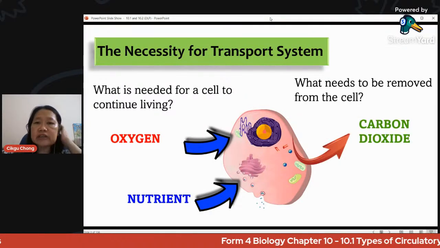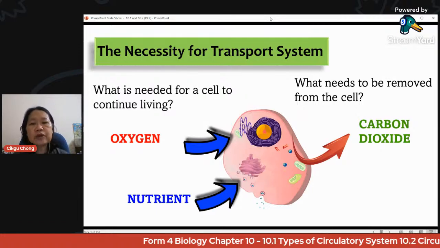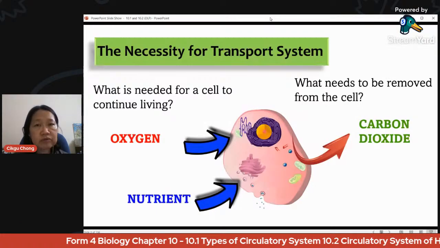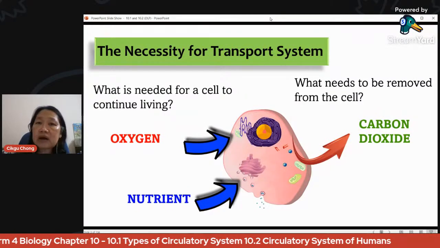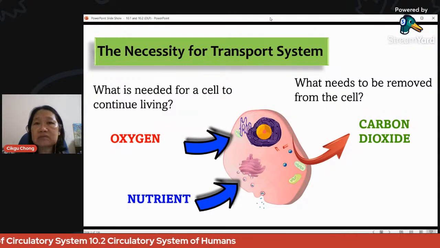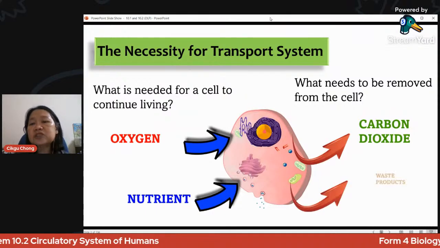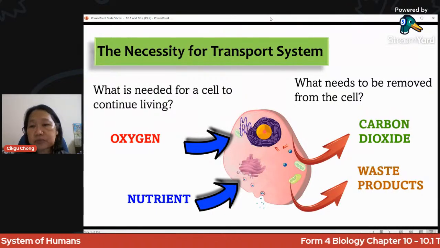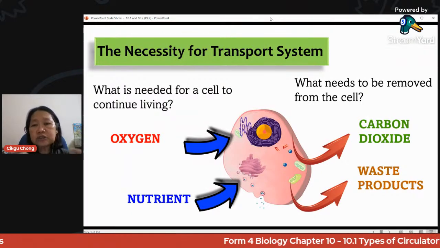In order for it to continue living, the byproducts of respiration, such as carbon dioxide and other substances that are toxic and not good for the cell, have to be removed. So these are the waste products. In order to do that, they have to come out of the cell.